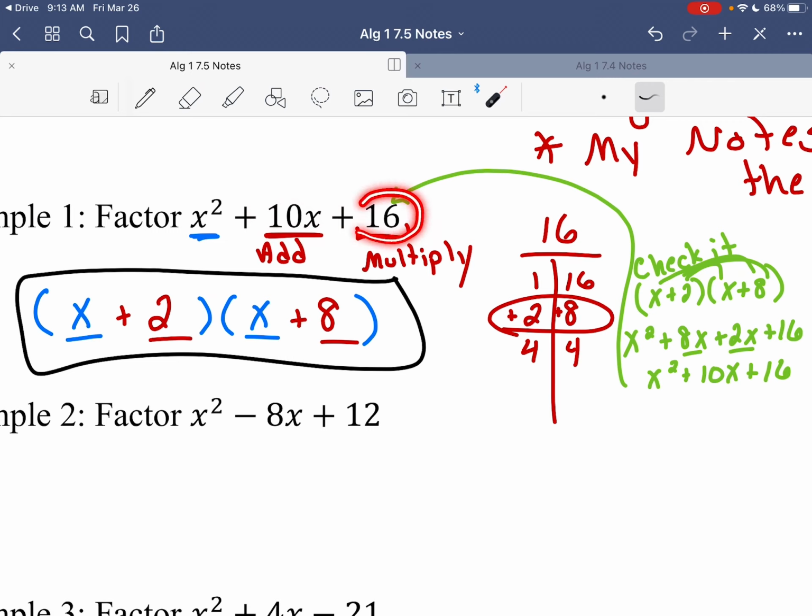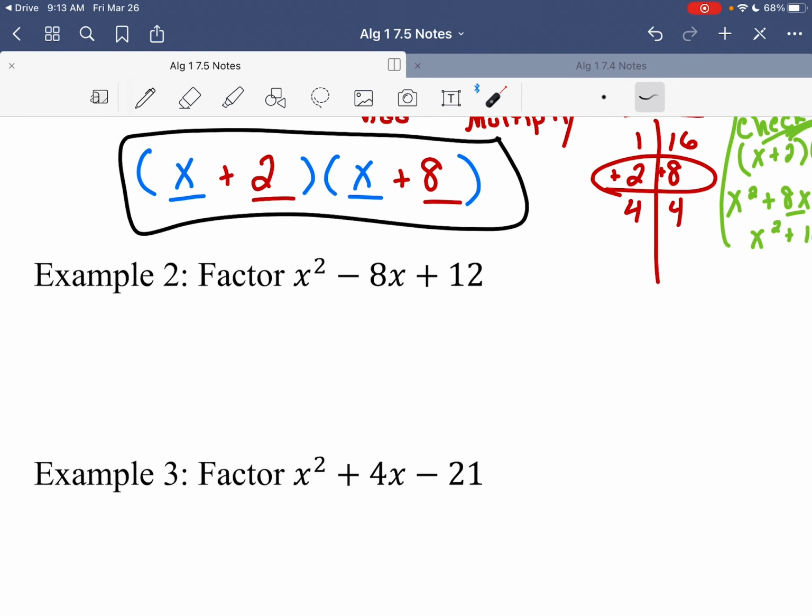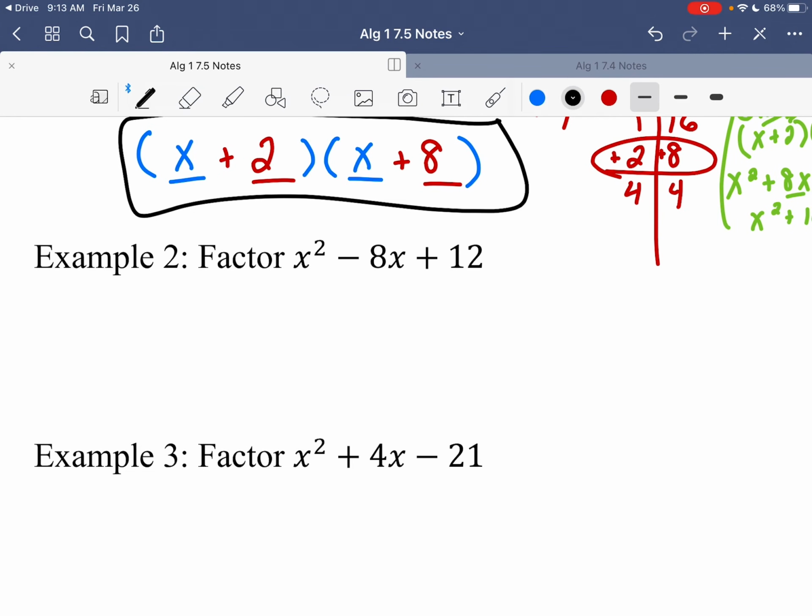So multiply to get the constant, add to get the middle term. The only thing that might make it a little more complex is the negative. The first thing I'm going to do when I see a negative is write "add a negative," and put the negative on the number. Again, this is going to be a binomial times a binomial.